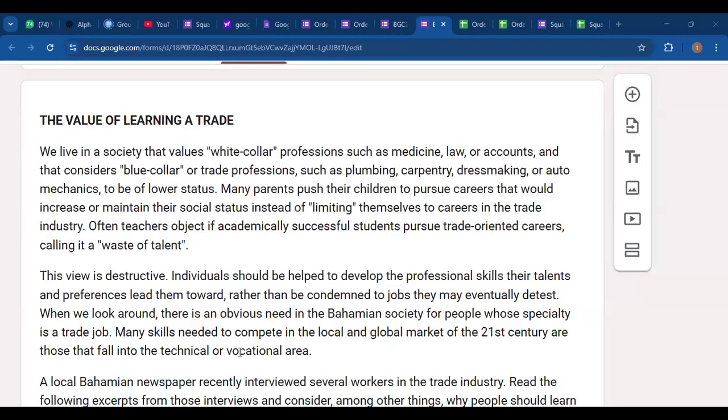So today we're going to be looking at this passage, which is talking about the value of learning a trade. Some people use their trade. Electrician is a trade. Anyone want to be an electrician? So an electrician is a trade as well, right? A lot of people use their trades to make money and to support their family. And some people just use the trade to do it yourself around the house, right?